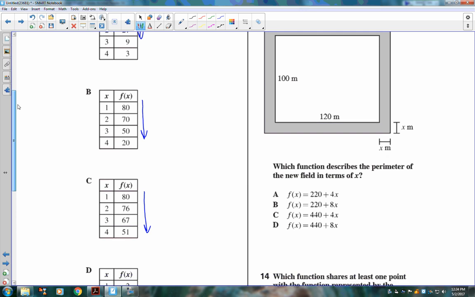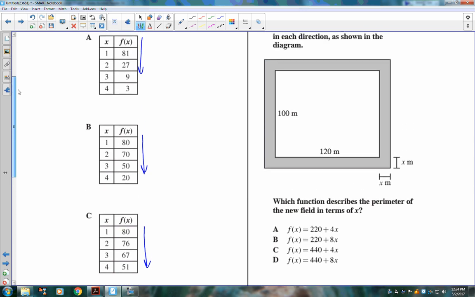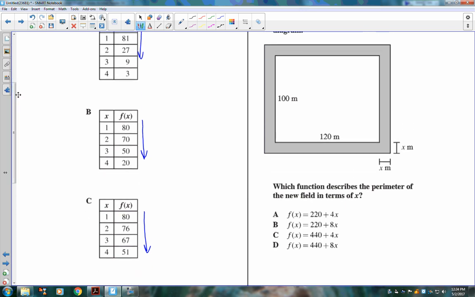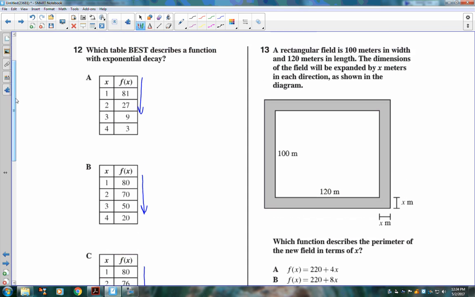Okay, let me start down. I have to multiply the same thing to get from term to term. Well, looking at B, it looks like I'm adding 10, then I add 20, then I add 30. That's not exponential. Looking at C, I can't multiply anything by 80 to get 76, and so forth. But look at A. You might look at A and say, well, they're dividing. Dividing by 3. 81 divided by 3 is 27. 27 divided by 3 is 9. 9 divided by 3 is 3. Yes, they are dividing, but dividing by 3 is the same as multiplying by the reciprocal, which is 1/3. So A is your choice.